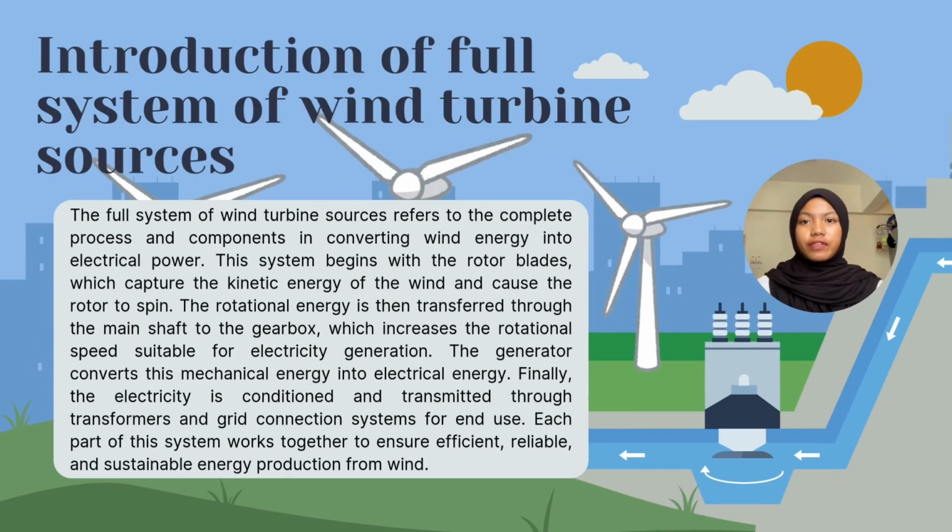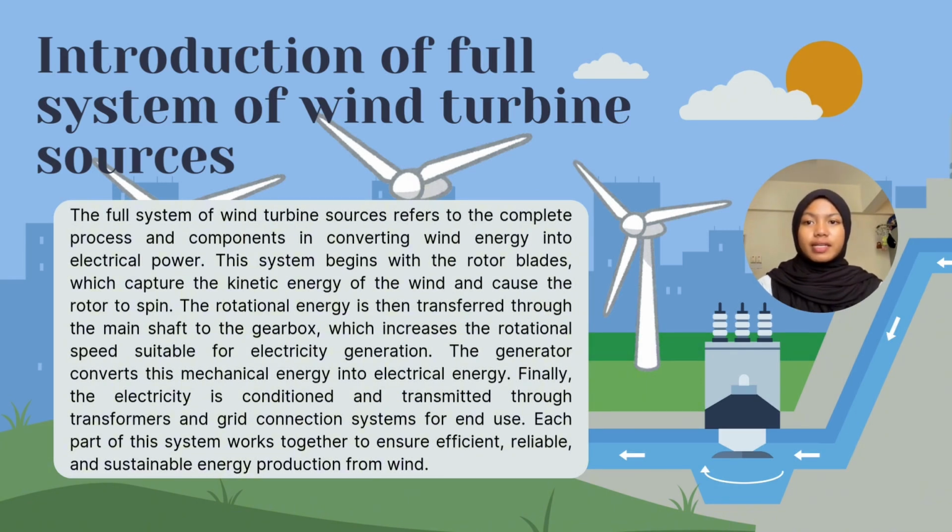The full system of wind turbine involves all the components and processes needed to convert wind energy into electricity. It all begins with the rotor blades. These blades capture the kinetic energy of the wind, causing the rotor to spin. This spinning creates rotational energy, which is transferred through the main shaft to the gearbox.